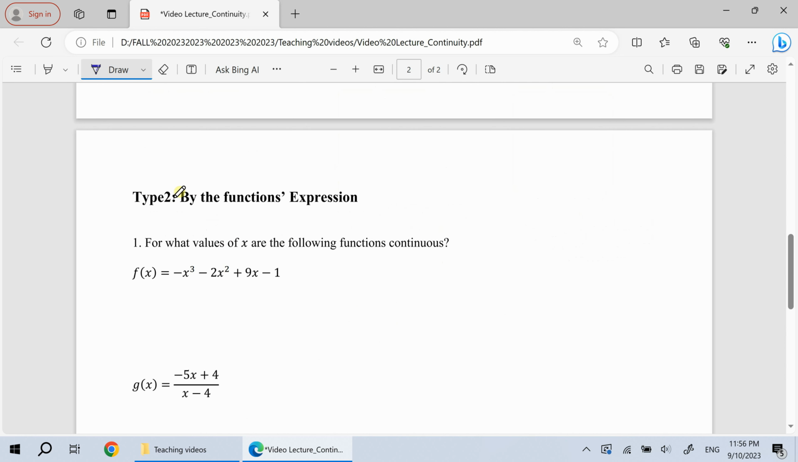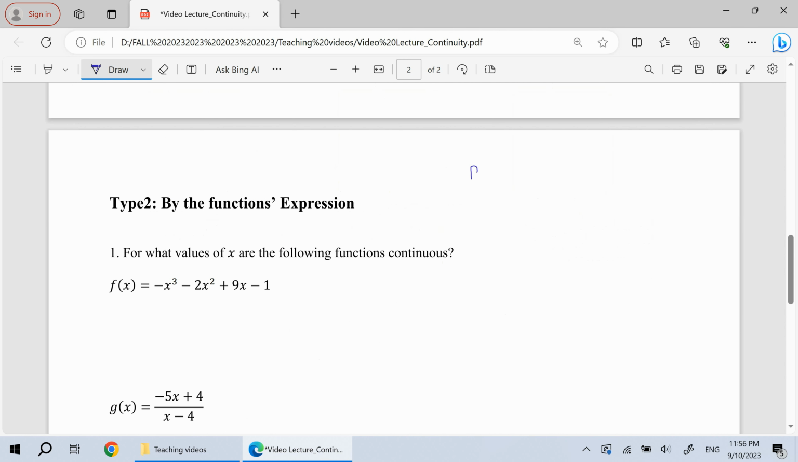Next, for type 2, by the function's expression. The key point is based on the domain. There are three cautions for the domain. First, if the variable is in the denominator, then we know the denominator can't be 0. And the second, in an even radical, inside the even root, like a square root, can't be negative, has to be positive or equal to 0.